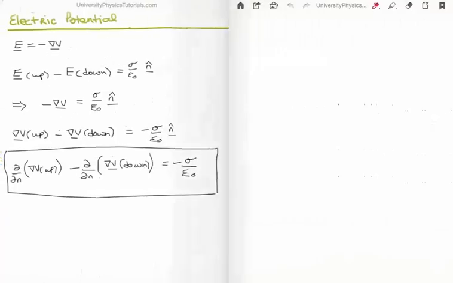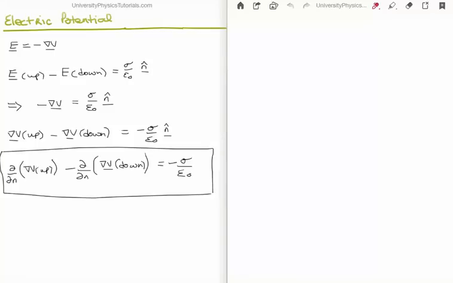So finally then, the electric field can be written as minus the gradient of the electric potential. But we saw a moment ago that E up minus E down is sigma over epsilon zero times the normal unit vector. What this means, if we take the gradient of our electric potential, is that it's going to be sigma over epsilon zero times n hat. Or what we can say is that the gradient of your potential up minus the gradient of your potential down is going to be minus sigma over epsilon zero n hat. Basically what I'm saying is that the gradient of your electric potential is discontinuous across the boundary. So we say that the electric field perpendicular is discontinuous, the electric field parallel is continuous, that the electric potential is always continuous, but that the gradient of the electric potential is discontinuous.